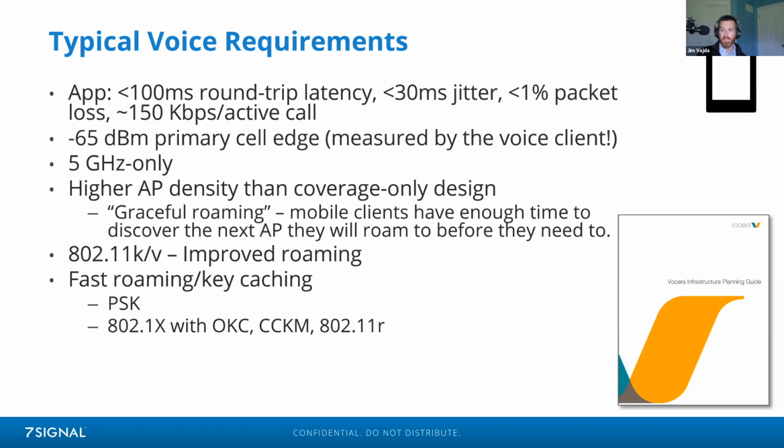The most secure way to do it, though, is to use 802.1X, use WPA2 or WPA3 Enterprise, but then use a key caching method like opportunistic key caching, or the proprietary Cisco Centralized Key Management, or the standards-based 802.11r Fast Transition. And you can support more than one of those on an SSID as necessary.